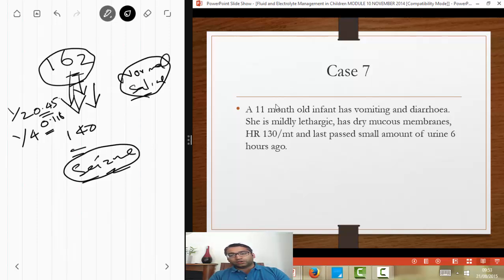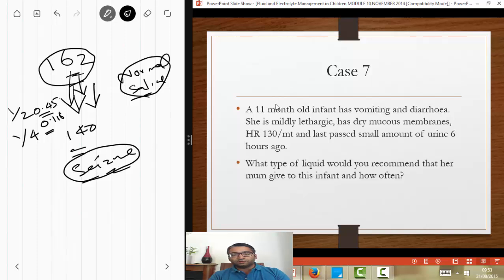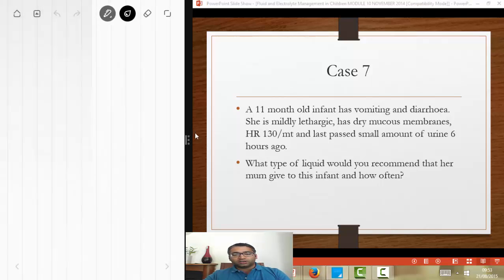An 11-month-old infant who has got diarrhea and vomiting, is a little bit lethargic, has got dry mucous membranes, heart rate's 130, only small amounts of urine passed 6 hours ago. What type of liquid would you recommend that her mum give, and how often? So this child is mildly dehydrated. You have dry mucous membranes over here, heart rate is not particularly fast, just a little bit fast, and then you have a bit of urine, but it's tailing off. So this child's got mild dehydration. So you want to correct the dehydration. The fluid you would use is the oral rehydration solution, which is used in diarrhea.